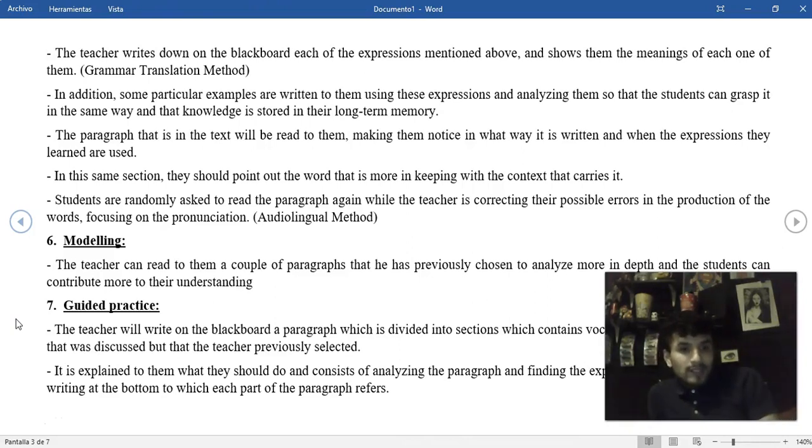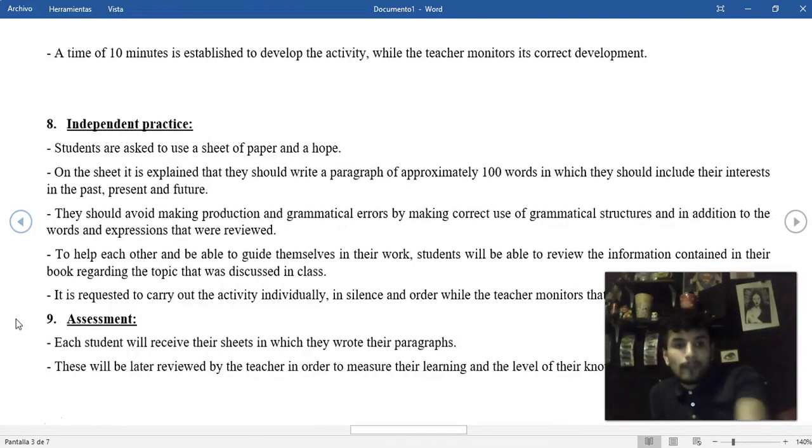It is explained to them what they should do, and it consists of analyzing the paragraph and finding the expressions that were learned and writing at the bottom what each part of the paragraph refers to. I'm going to determine 10 minutes to develop this activity.